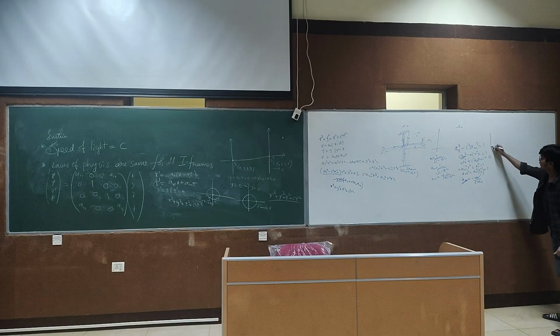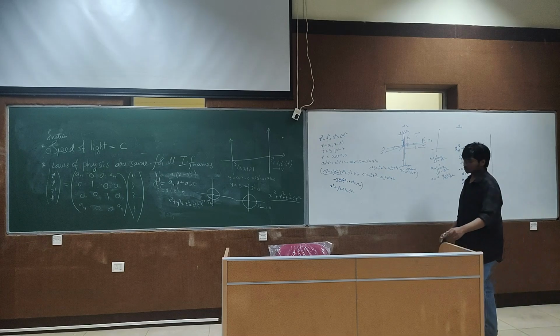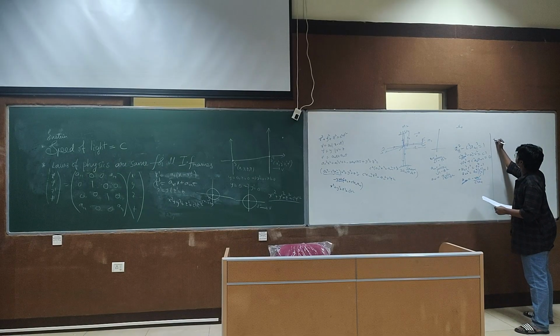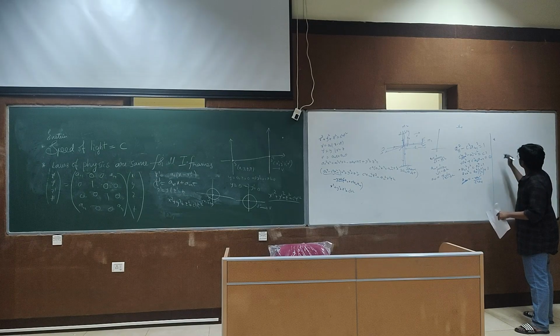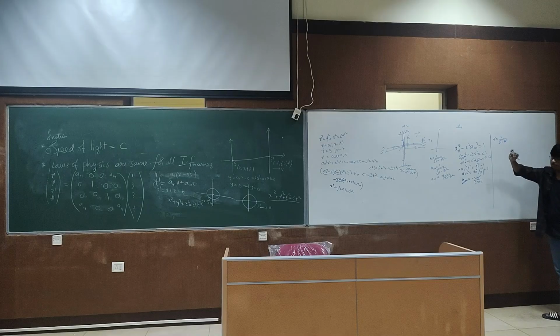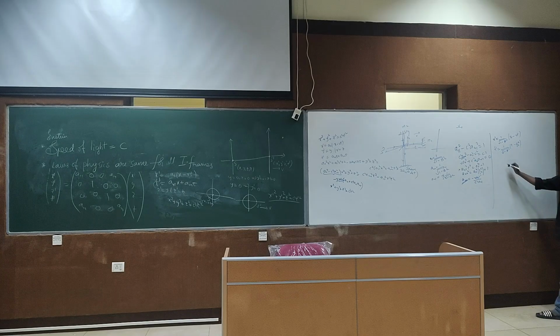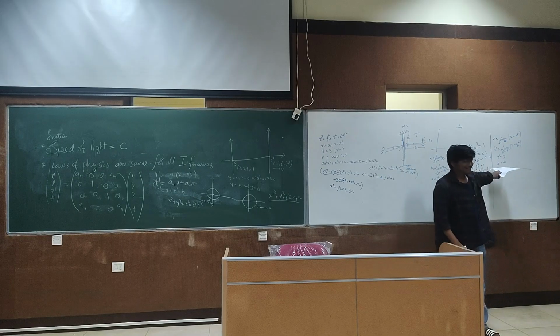From these three coefficients we now write x prime equal to 1 by root 1 minus beta square, where beta equal to v by c, times x minus vt. t prime equal to 1 by root over 1 minus beta square times t minus v by c square x. y prime equal to y, z prime equal to z. These are the Lorentz transformations.